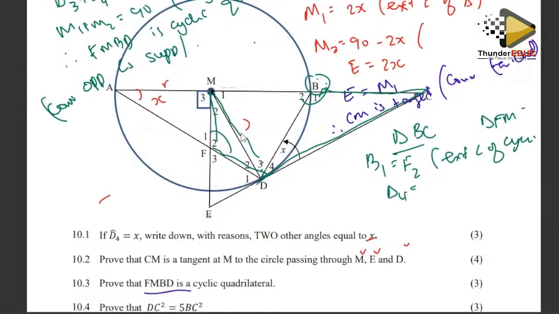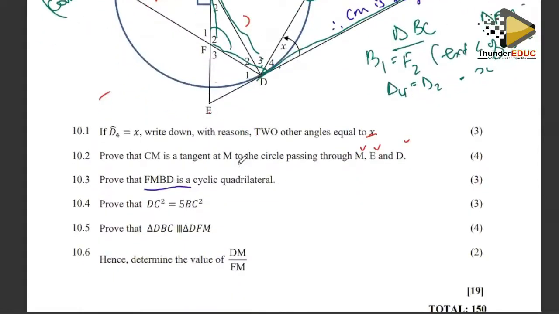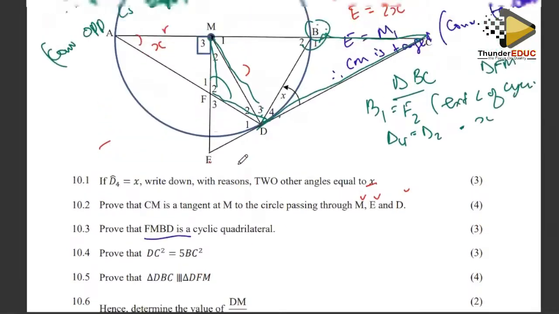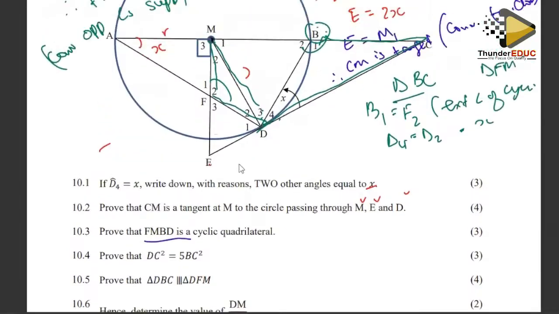Then D4 is the same as D2. We proved that earlier on, that everything was X. Then we know, wait a minute, am I answering the correct one? No, I'm answering 10.5, which is incorrect. It's fine. Let's finish with the 10.5, then we can go back, okay? Then lastly, so those are two, which means the other one is just going to be the third angle, means C is supposed to be M2, which is the remaining angle. So therefore, DBC is similar to DFM.